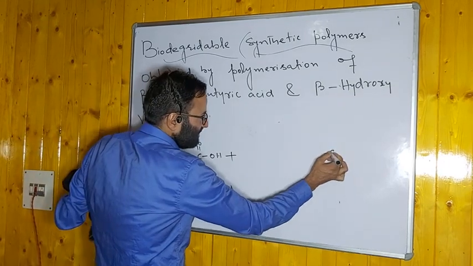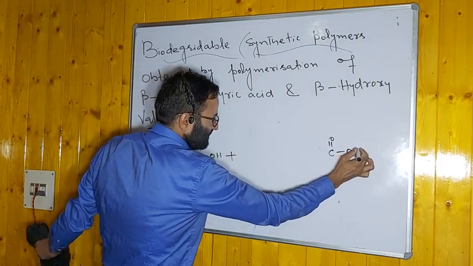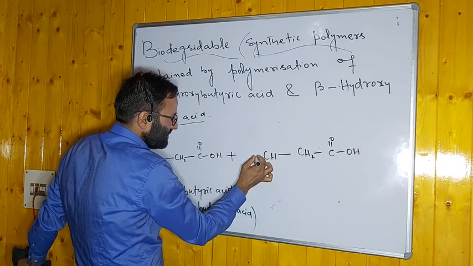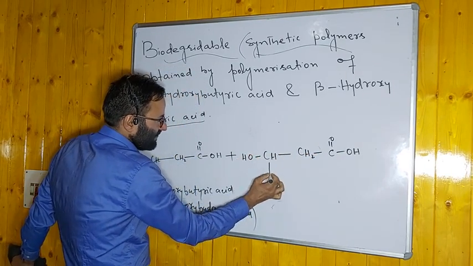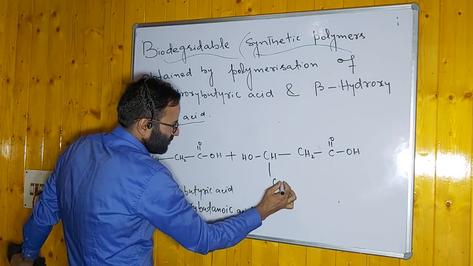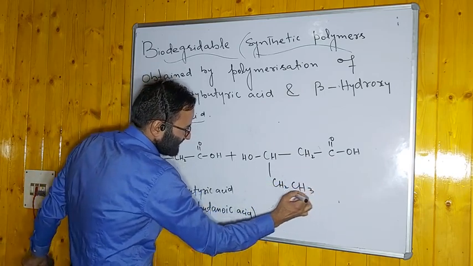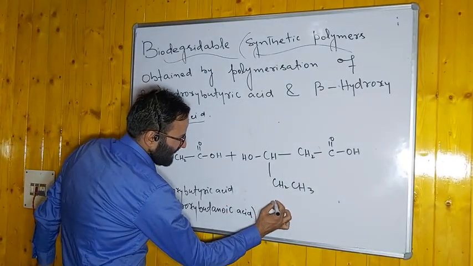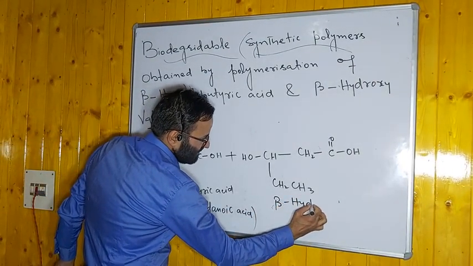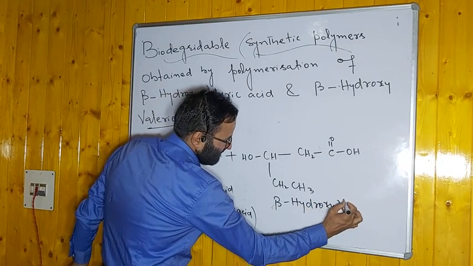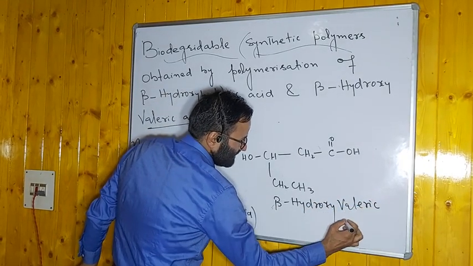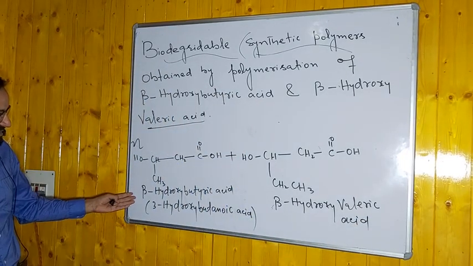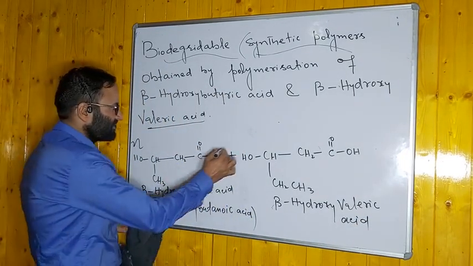Same, we have C double bond OH. You have the alpha carbon. You have the beta carbon. Here we have OH. Now we have 1, 2, 3, 4, and 5. Valeric acid. Valeric means it has 5 carbon atoms. It is beta hydroxyvaleric acid. This one is beta hydroxybutyric acid. This one is beta hydroxyvaleric acid.